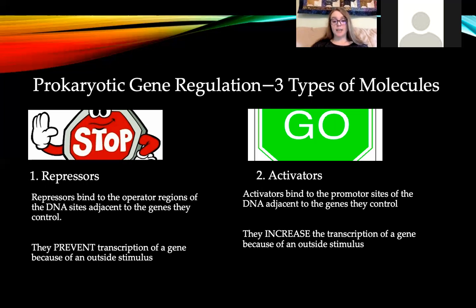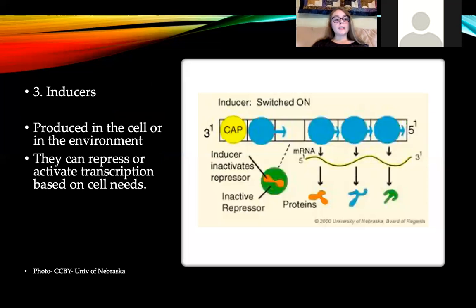The second type of molecule is the activator molecule. Activators bind to the promoter sites of the DNA adjacent to the genes that they control, which means that they increase the transcription of a gene because of the outside stimulus. And then the third one is called the inducer, which is produced in the cell or in the environment, and it can repress or activate transcription based on the cell's needs, which is what this figure on the right shows. It just shows that an inducer switches on and what it does for the cell.